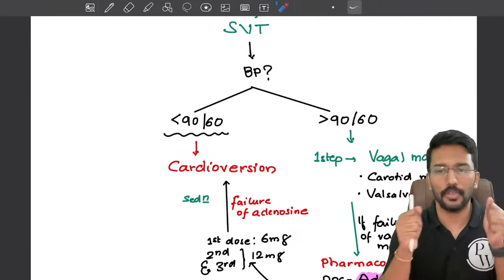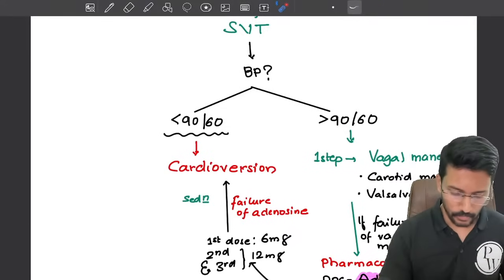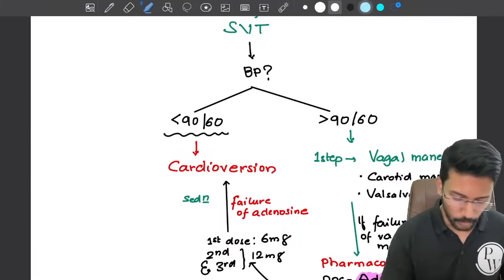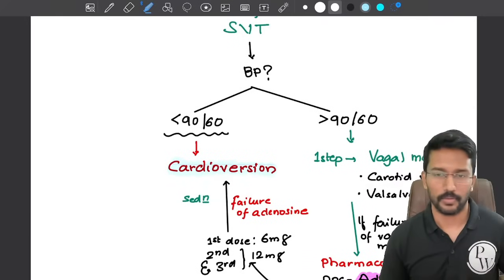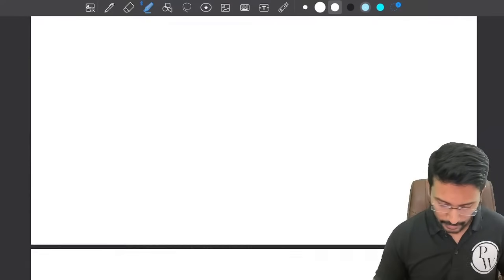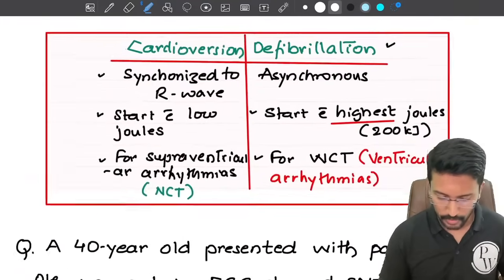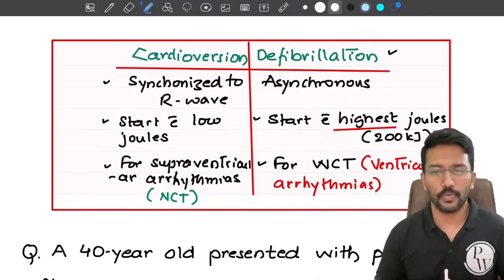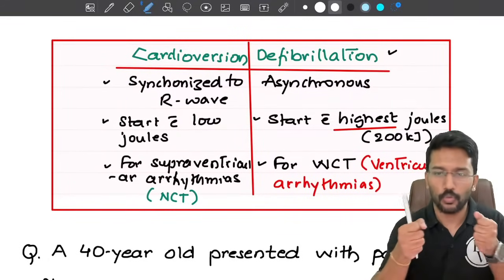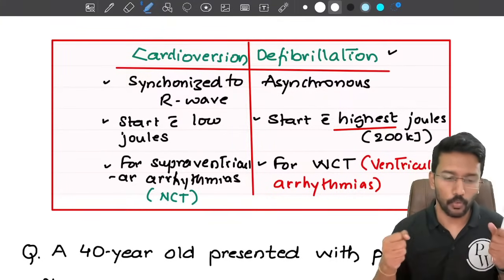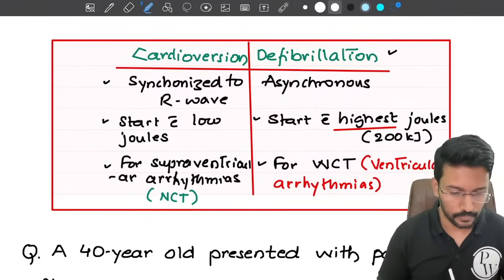If the patient is in hypotension, shock, right? So in case of SVT, if BP is less than 90/60, we give shock. And the type of shock that we give is called cardioversion. Okay. So we have to understand the difference between cardioversion and defibrillation. I have put a small table differentiating between cardioversion and defibrillation. In cardioversion, we try to give the shock to the R wave. Why do we give it to the R wave? Because we don't want to give the shock to the T wave.